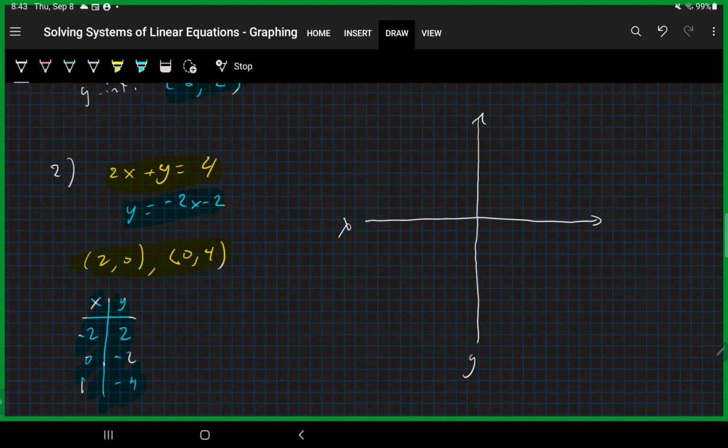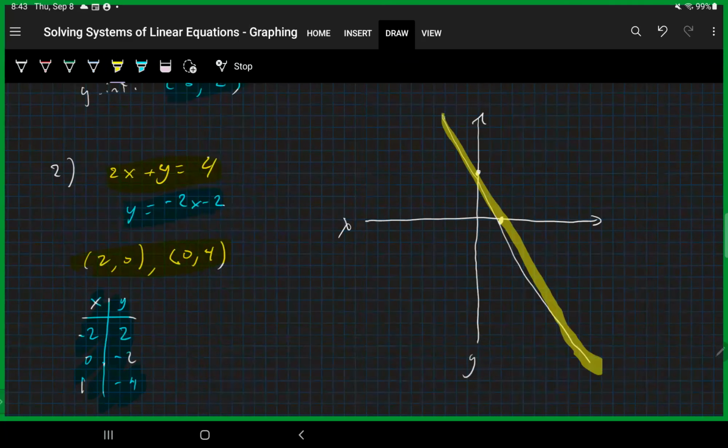So plotting the yellow points first: (2, 0) and (0, 4). I'm going to draw that line. Again, work with one line at a time. In hindsight, I probably should graph that first. But it's okay. We'll get it done. So let's plot the blue one: (negative 2, 2), (0, negative 2), and (1, negative 4).